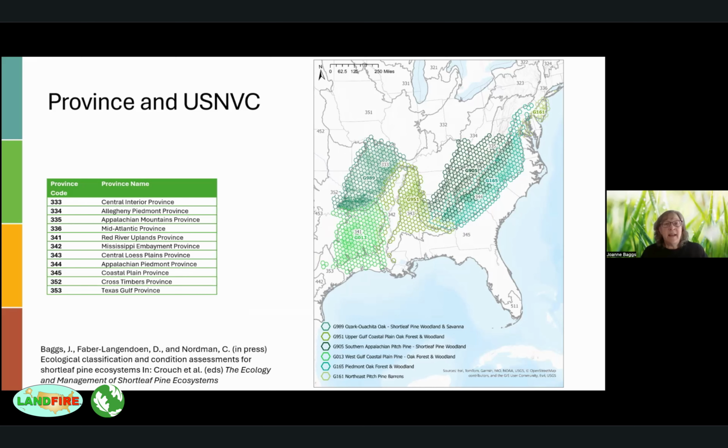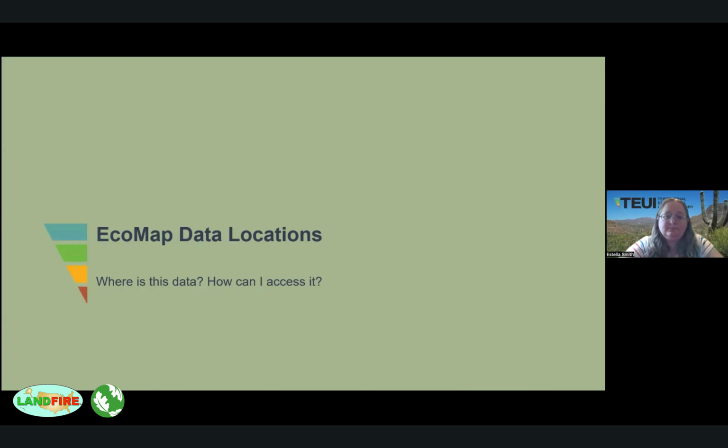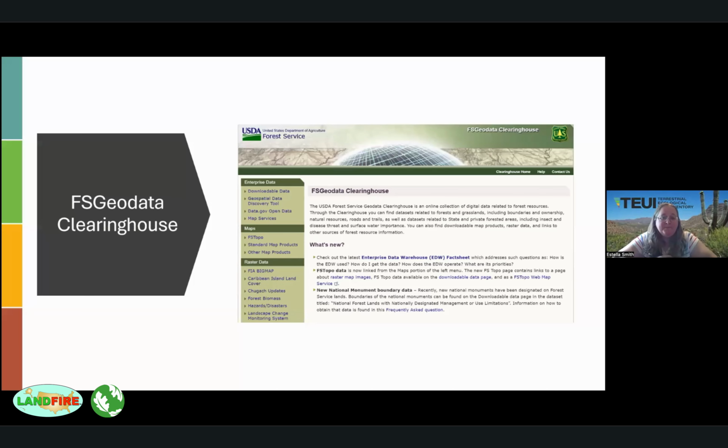I think the next slide is on to Stella. Thank you, Joanne. I'm here to talk to you about how you get this data. Where can you find the EcoMap data and how can you access it? Next slide, Sarah. The Forest Service has the FS Data Geo Clearinghouse portal, and on this site, you can see on the side there is going to be a link when you go to the landing page to download the data.